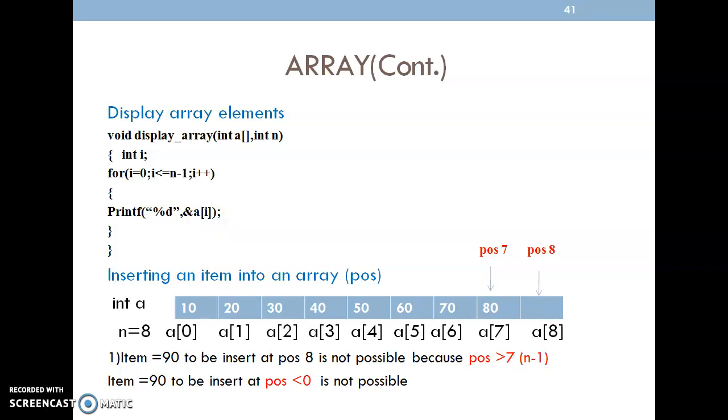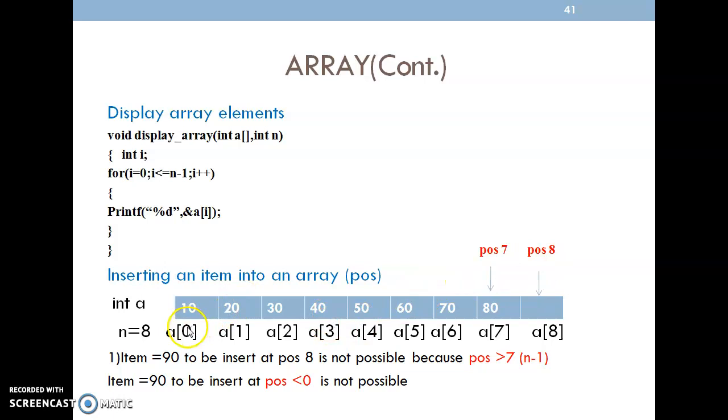In order to insert an element into an array, we need to check whether the size is available or not. For example, here I have taken n equal to 8, meaning 0 to 7 is the size of the array. If I am going to insert one more element at the next position, it is not possible. Why? Because the array allocated is only from 0 to 7, it can store up to 8 elements.